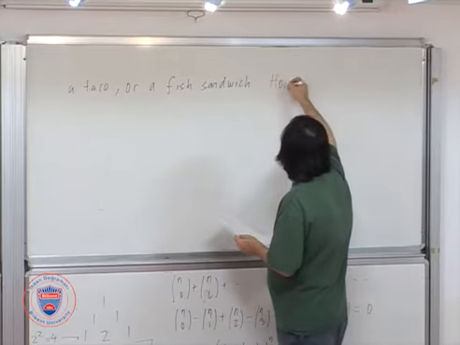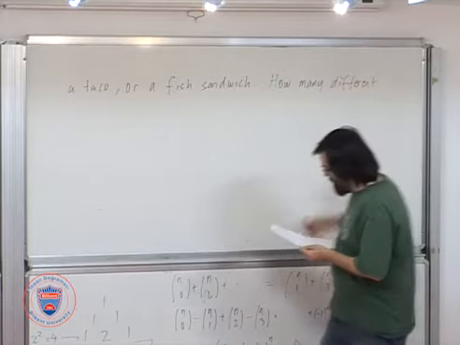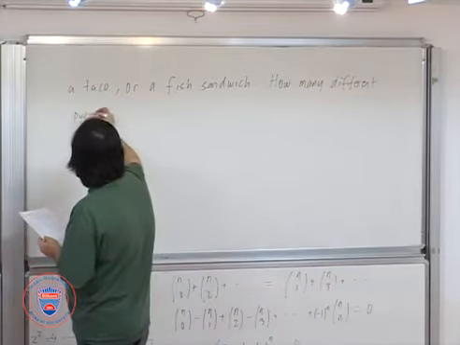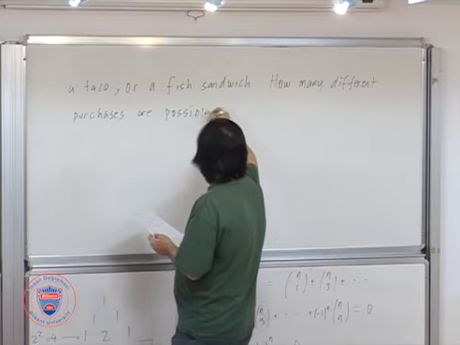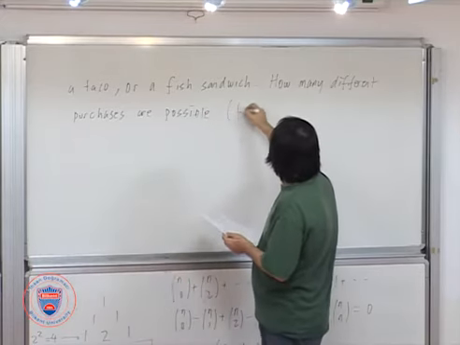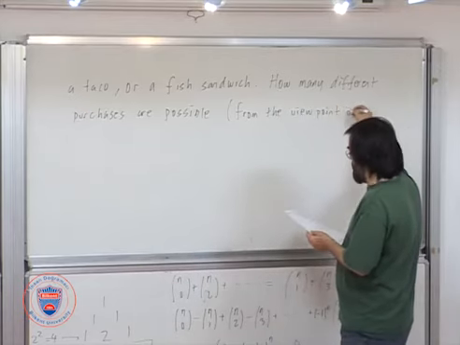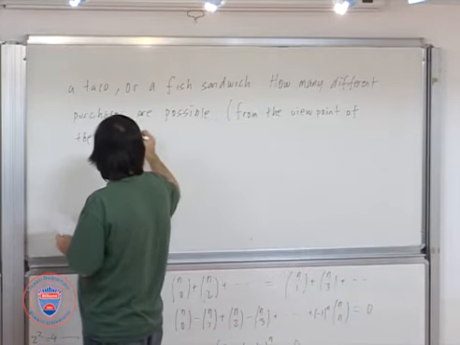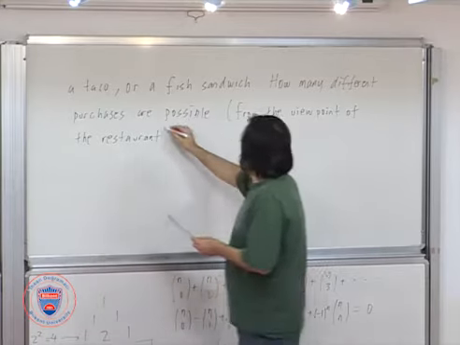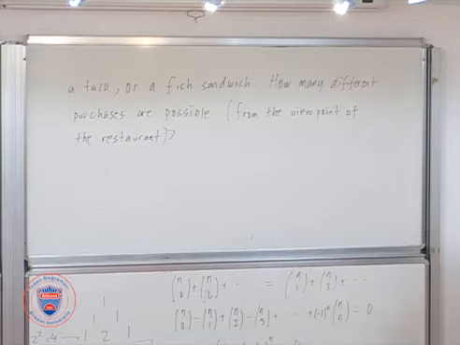So how many different ways can they do this? How many different purchases are possible? Here is the key thing. From the viewpoint of the restaurant. I mean, most of the time we won't be saying this. But to emphasize, it is not from the viewpoint of the group, but from the viewpoint of the restaurant, which makes a whole difference.